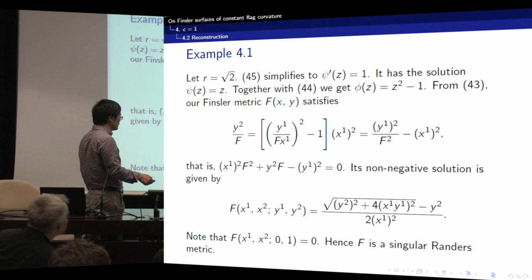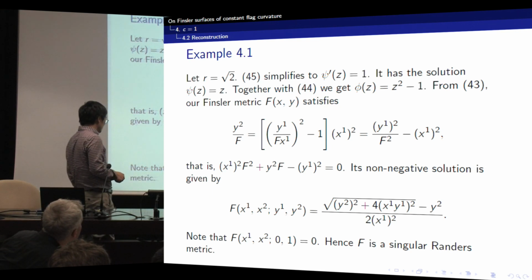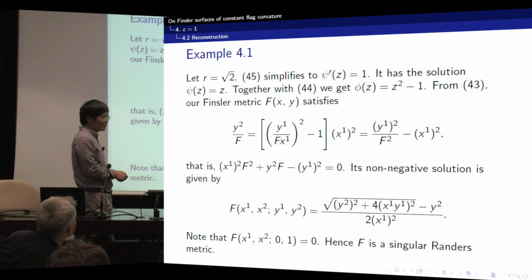Hence, F is a singular Randers metric. This is a Riemannian metric, and this one is a one-form. Because F(x1, x2, 0, 1) equal to 0, F is singular. Yes, singular, because in this vector, F is equal to 0. For the regular case, F is non-zero.